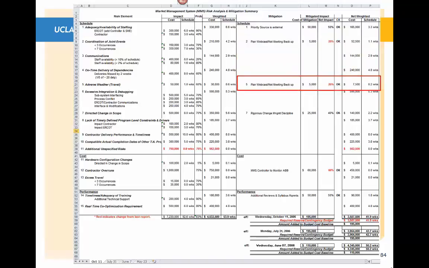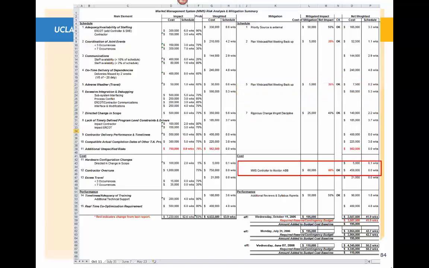And the same thing here, because it's the same type of mitigation, that dropped down to 25% for adverse weather travel. So we had a significant improvement here, where this risk, adverse travel risk, is almost a non-risk anymore. You can look at how low the net weighted cost impact and the net weighted schedule impact are for that.